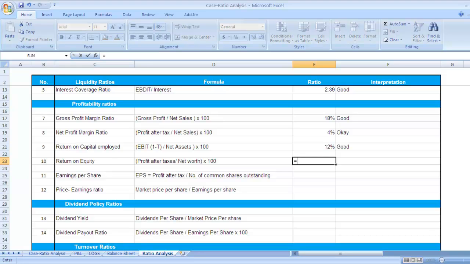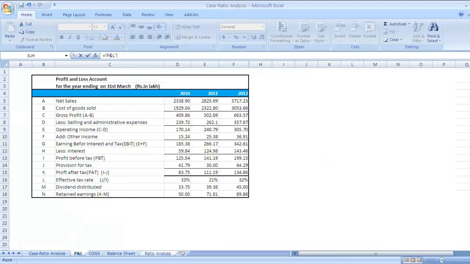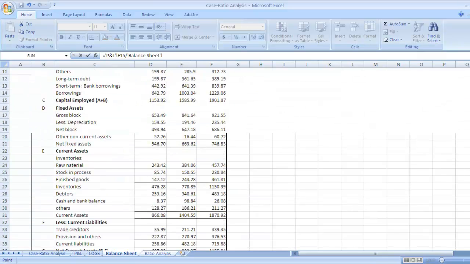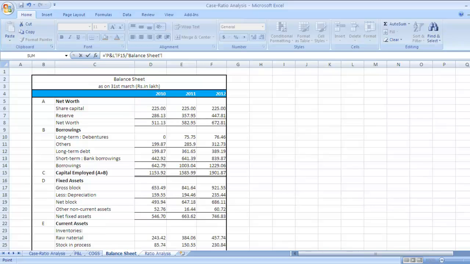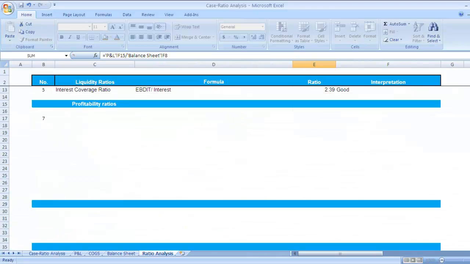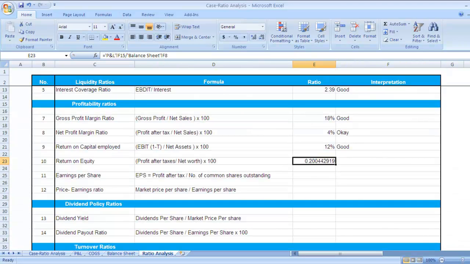So let's calculate return on equity. Return on equity is profit after taxes, so go to P&L. It is 134.86 divided by net worth. For net worth, you need to go to the balance sheet, and here is the net worth figure, that is 672.81. Press enter, and this is the figure. We want it in percentage terms, so it is 20%. Return on equity 20%, I would say very good.